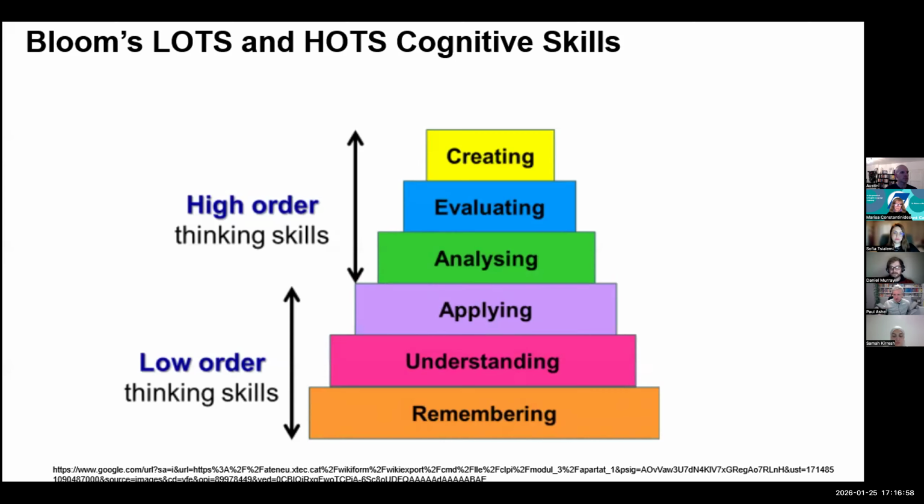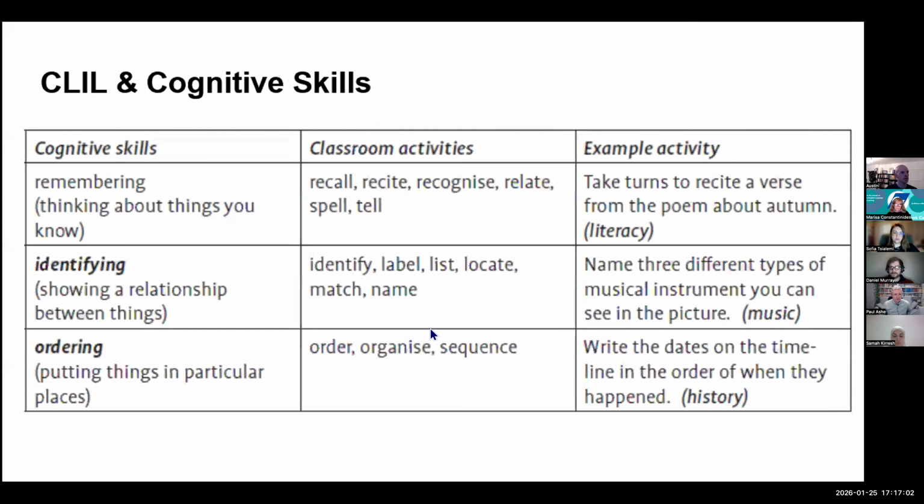Let's compare what that might look like. If we think of the cognitive skills, what type of classroom activity might you get students to do? And then an example taken from literacy, music, and history. These are good for lesson aims as well.